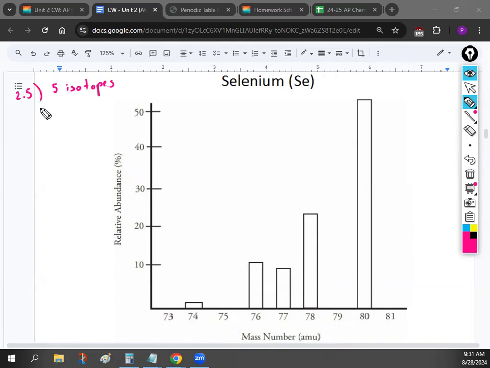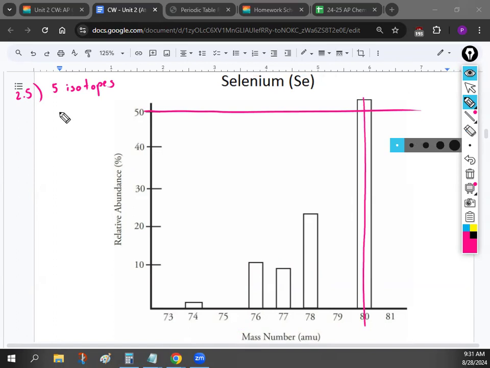2.5 also asks us which one is the most abundant. And then hopefully you guys are able to identify it's the tallest one, right? Because the relative abundance is going to be the greatest. So the way that we would write it is we would write that the most abundant one is selenium 80. So you can write the symbol like that. Or if you wanted to write the whole thing, selenium-80, that works as well, okay? But don't just put 80 because the AP graders will be like 80 what? So just make sure you label it. Selenium 80.